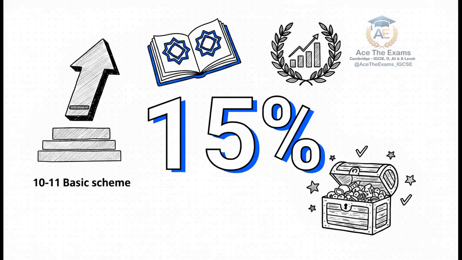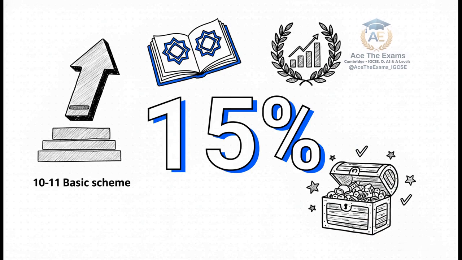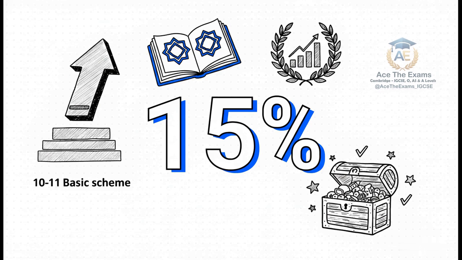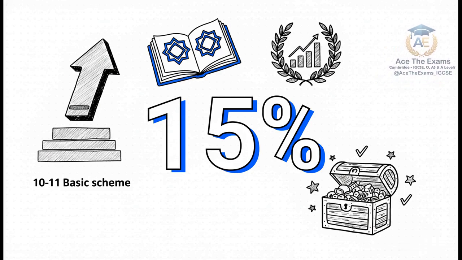So why are we focusing so heavily on this specific mark scheme? Well, because the 10-11 basic scheme accounts for roughly 15% of the total marks in Paper 2. Think about that. That is a massive chunk of your final grade. Mastering this isn't just a nice idea. It is an absolute priority if you want to elevate your performance and hit those top-tier brackets.